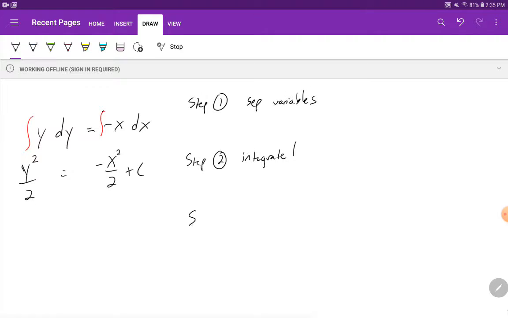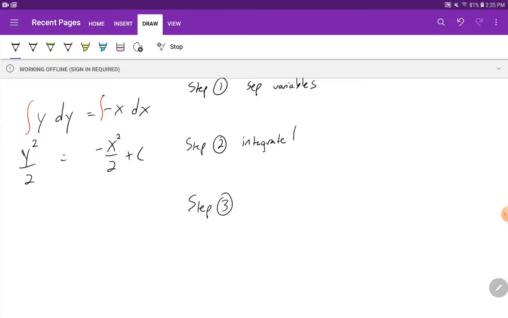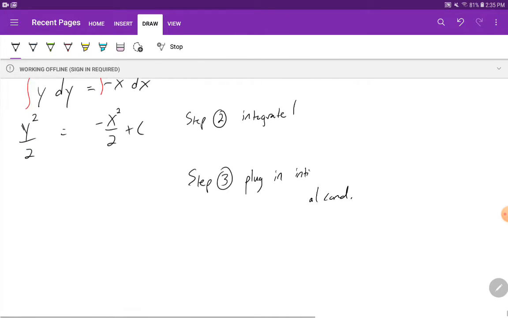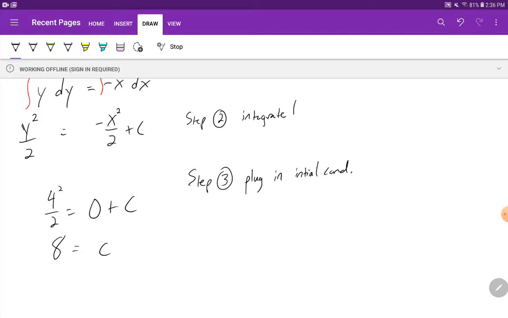So step 3, this is kind of the optional part. You can plug in your initial condition now, or you can solve for y. It doesn't matter which order you go in, you will get to the same answer, I promise. So I'm just going to plug in my initial condition now. It was (0, 4), right? So you get 4²/2 = 0 + c, and so c looks like 8.